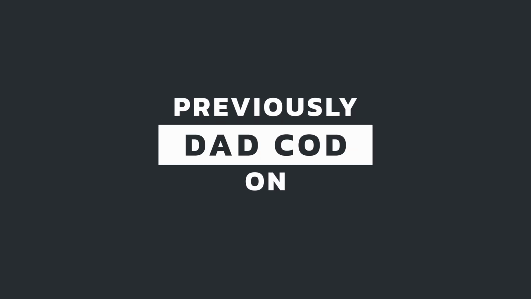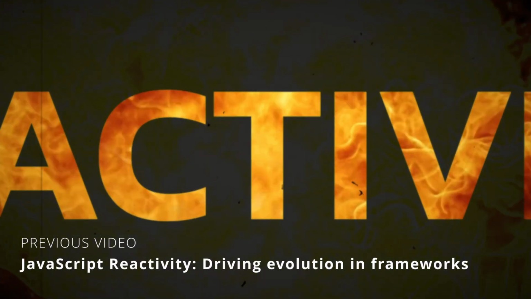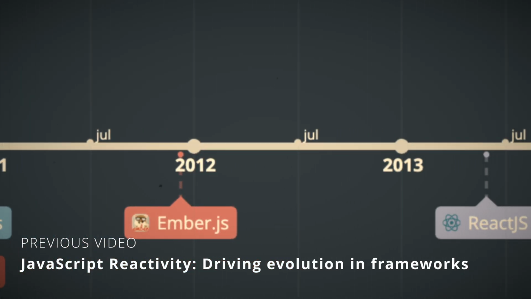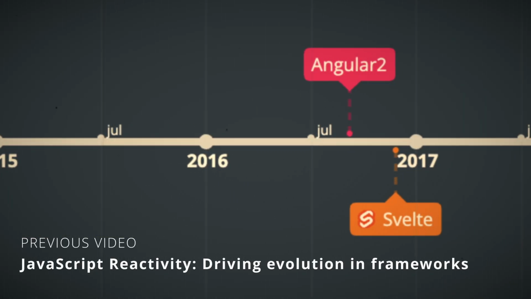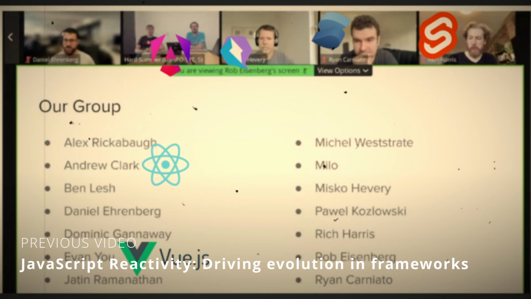Previously on. In my last video, I explored the evolution of reactivity across various frameworks to understand how they all, except React, arrived at signals. There's even a proposal to include this feature in ECMAScript.